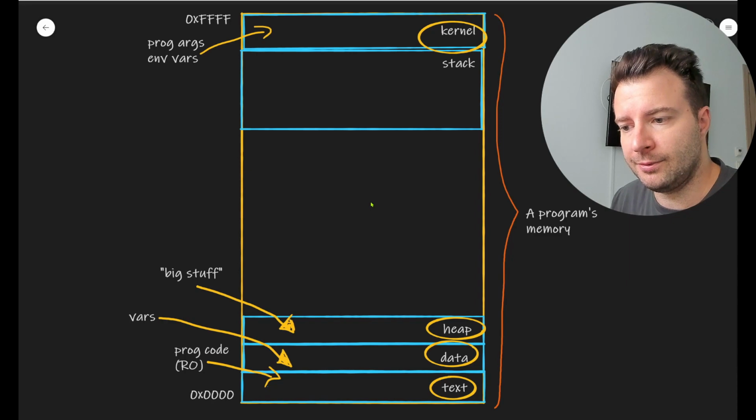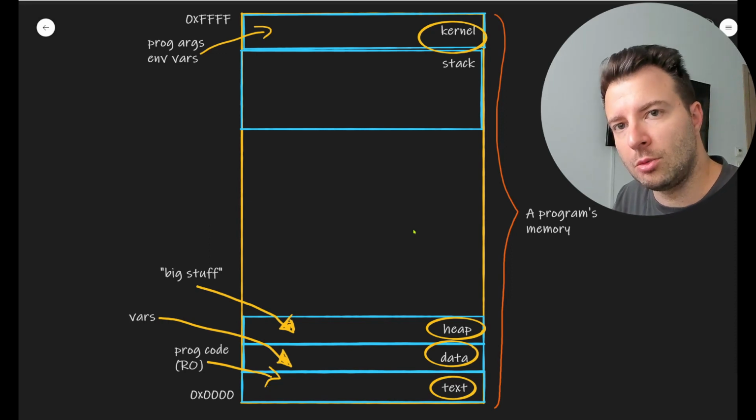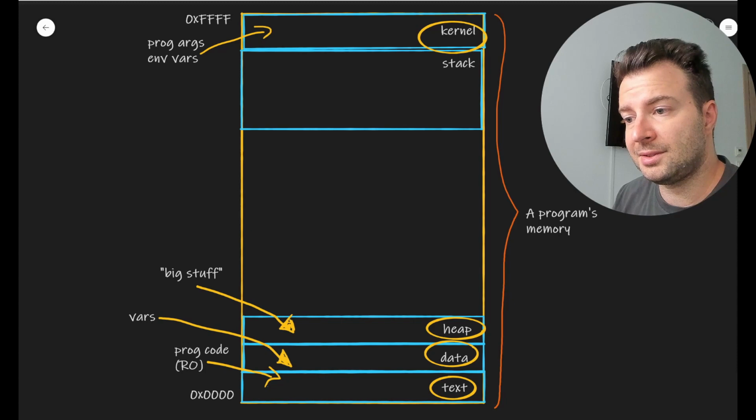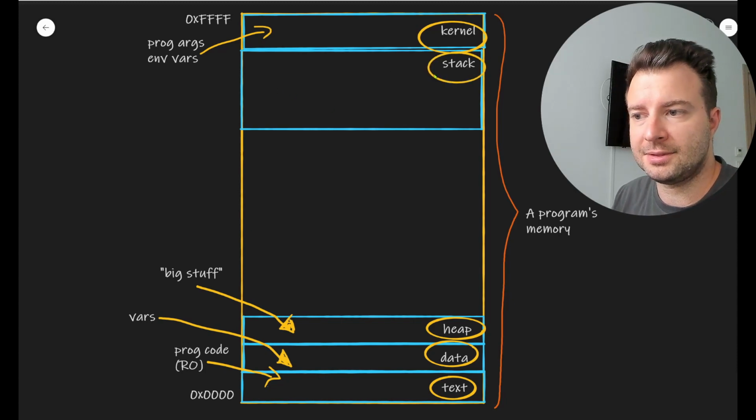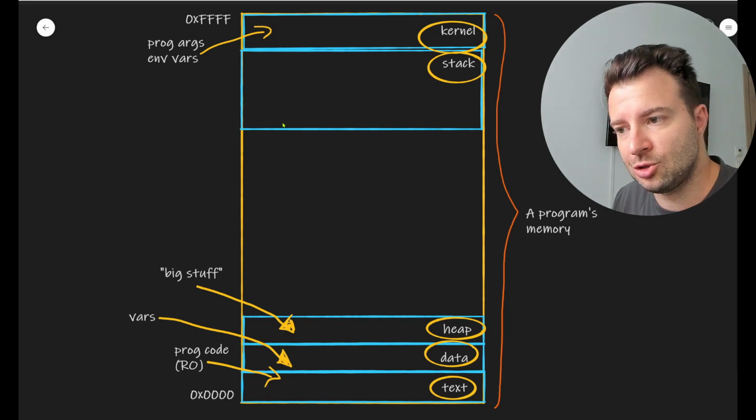Anything that's not a variable or a simple data structure and needs to be loaded into memory and takes up a lot of space is going to be stored here in the heap. And we're also going to find the global variables here as well. And we left the stack at the very end because this is where things get interesting. We're going to talk about the stack in just a second.